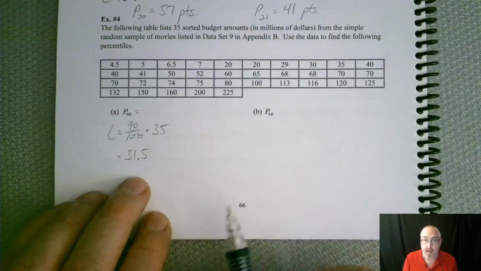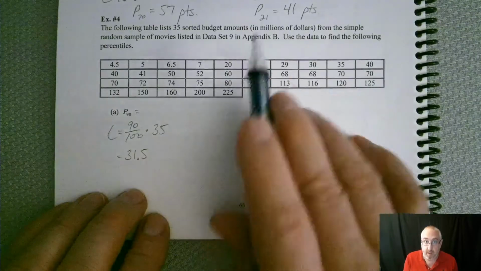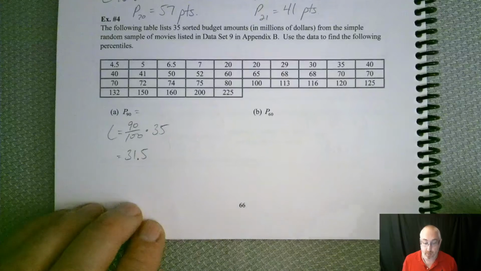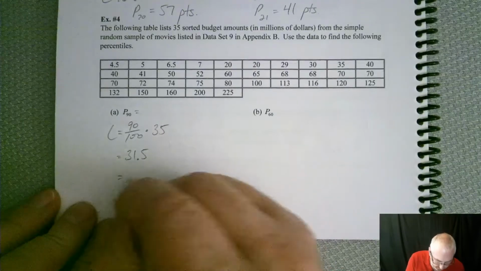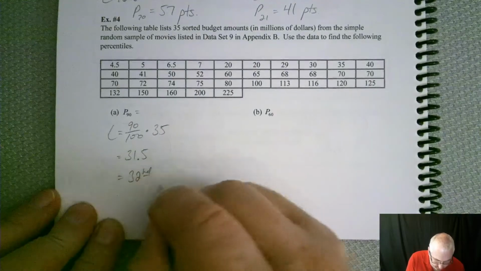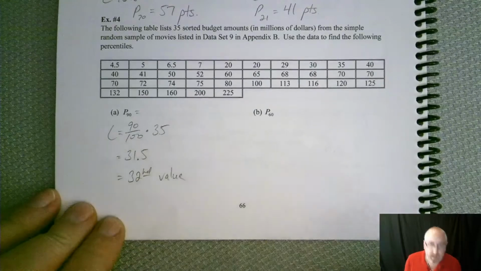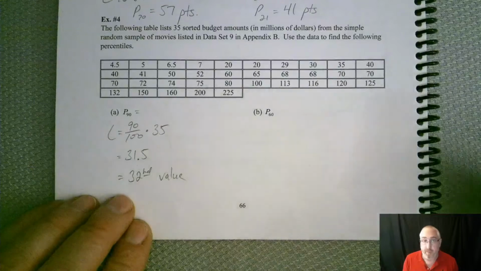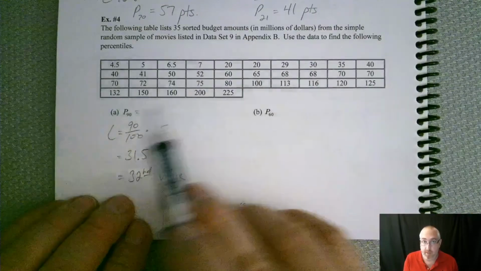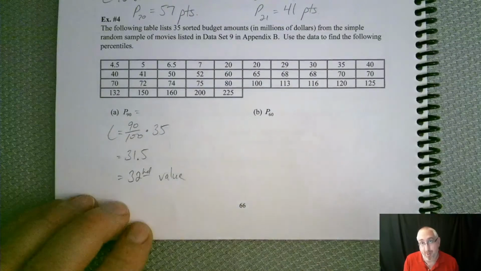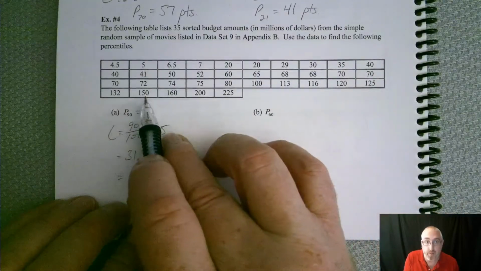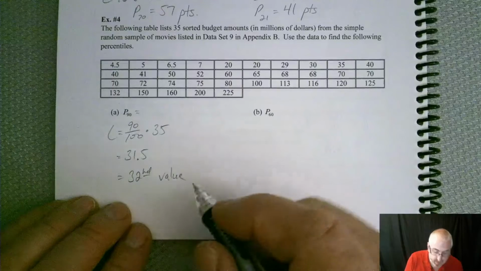31.5. And now remember our flow chart up above says that we need to round it up. So we're going to the 32nd value. All right, so what is the 32nd value? Now, you can count from the smallest all the way up to the 32nd, or we could be lazy and go backwards. 35, 34, 33, 32 should be 150.